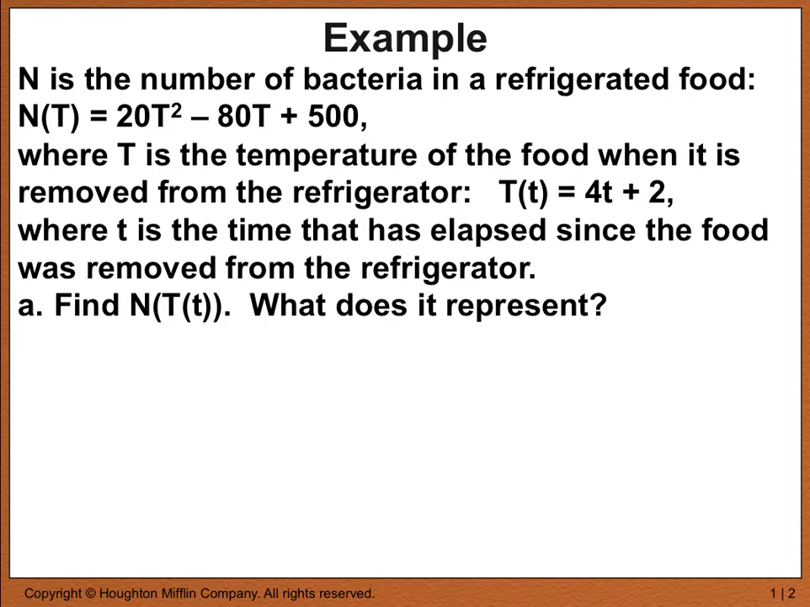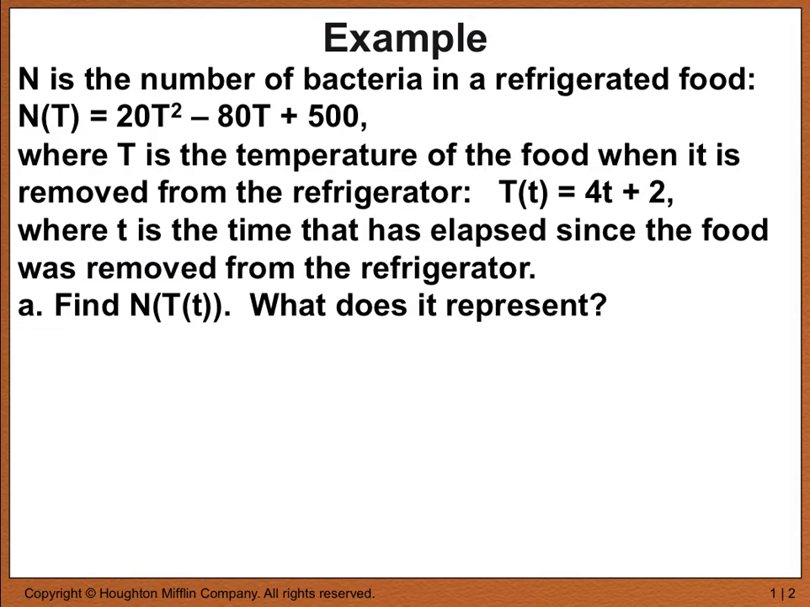Alright, so the number of the bacteria in a refrigerated food is given by this function. N of T equals 20T squared minus 80T plus 500, where T is the temperature of the food when it is removed from the refrigerator. And that temperature function is T of t equals 4t plus 2, where t is the time that has elapsed since the food was removed from the refrigerator. So if this is the case, then we have to find N of T of t and tell what that represents.